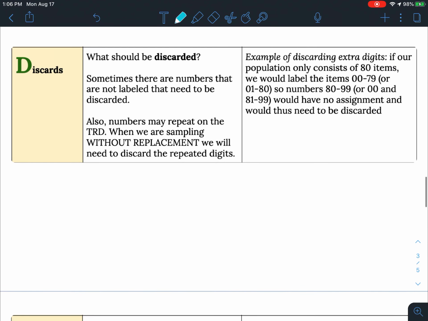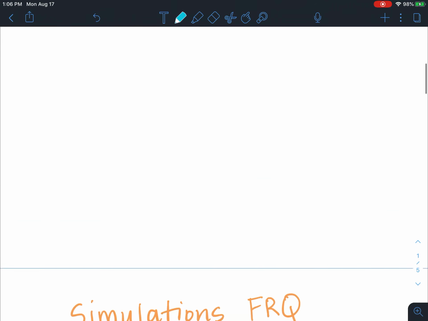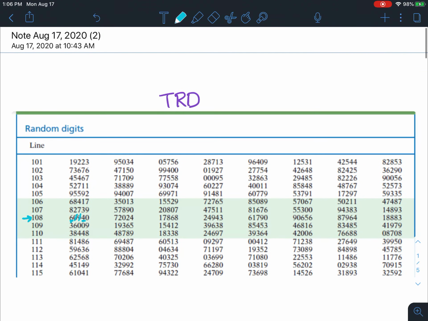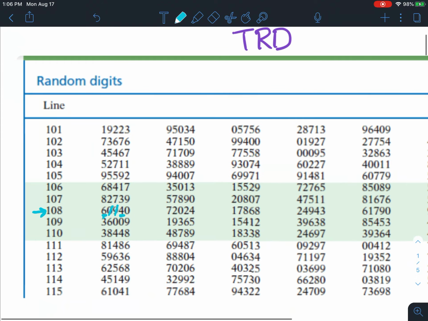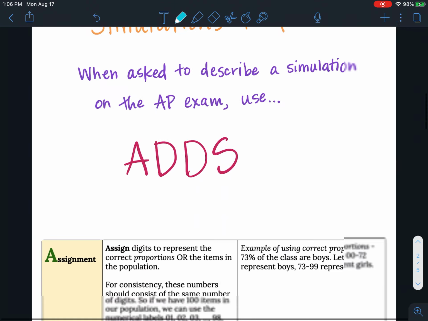The second D in ADDS is discards. Sometimes there are some digits that we need to discard, and we actually did that in the flu example. I was crossing out some numbers that didn't have any meaning, that weren't represented. Okay, so we need to talk about that.